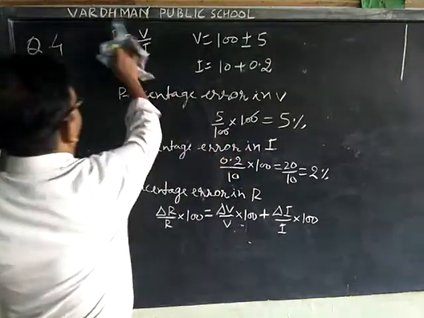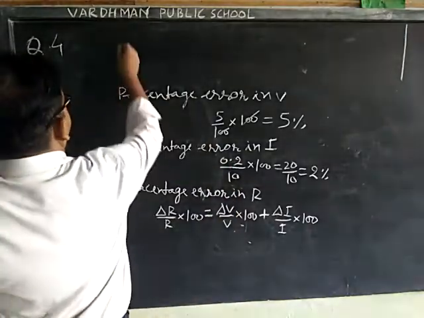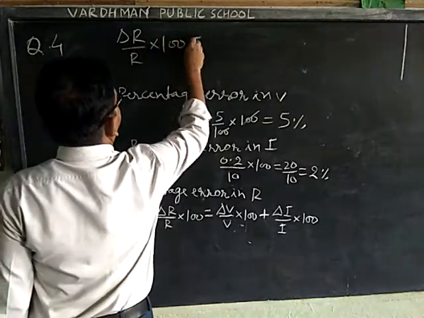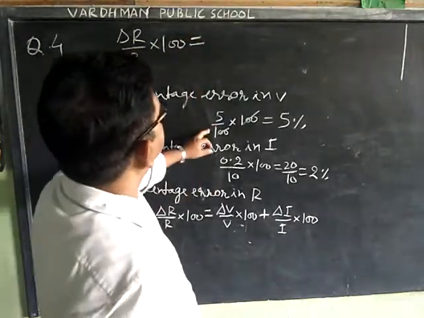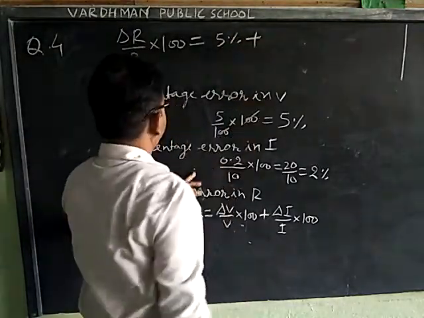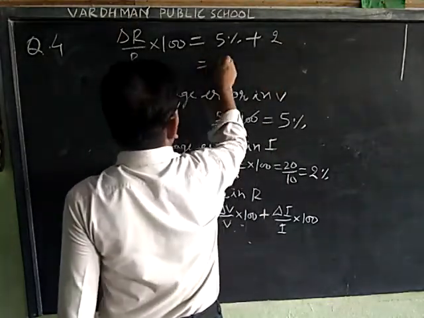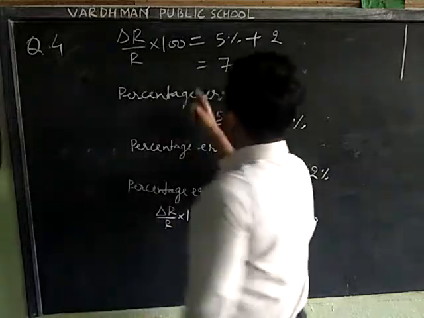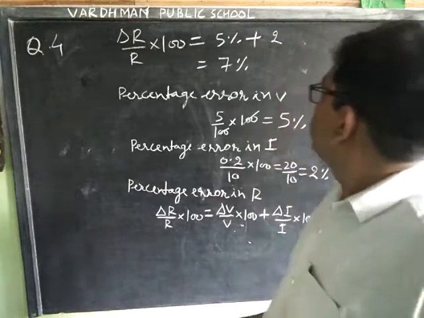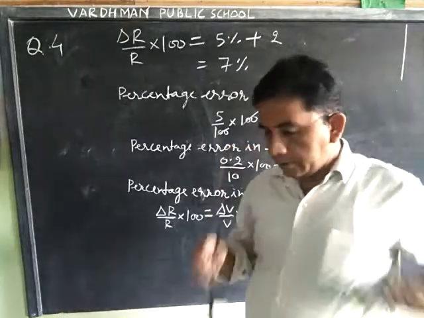Now we will put the value. Then delta R upon R into 100 is equal to delta V upon V, that is 5%, plus delta I upon I into 100, 2%. Thus percentage error in resistance is 7%.